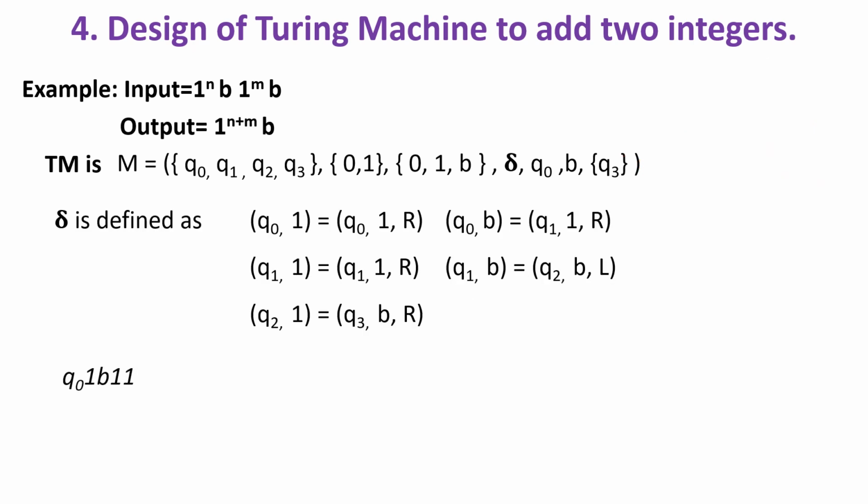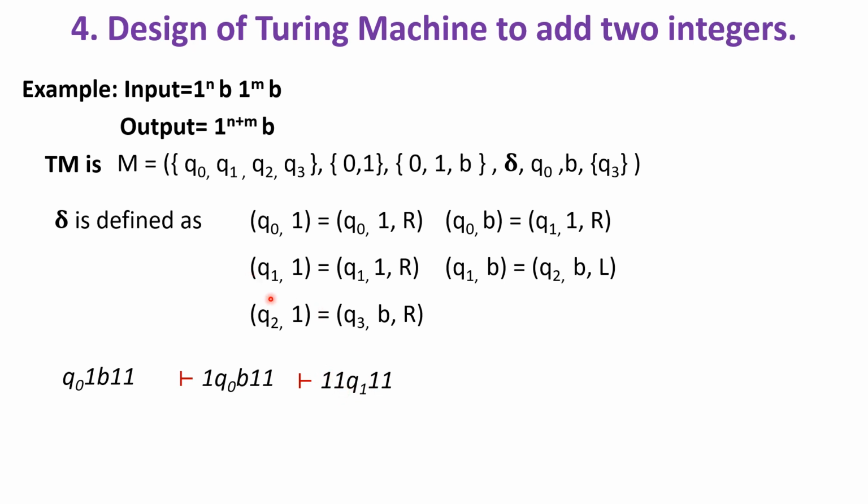So let us see for a given string where n is equal to 1 and m is equal to 2. Q0 1, so 1 is kept as it is. Move towards the right until you come across a blank. Next, once you come across a blank, change the state, replace blank by 1 and move towards the right. So Q0 is changed to Q1. Blank is replaced as 1, move towards the right.